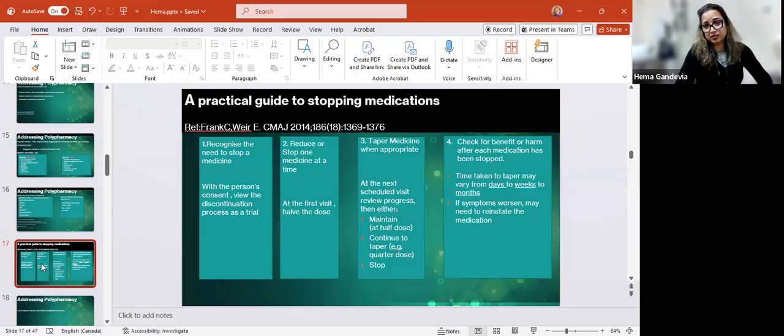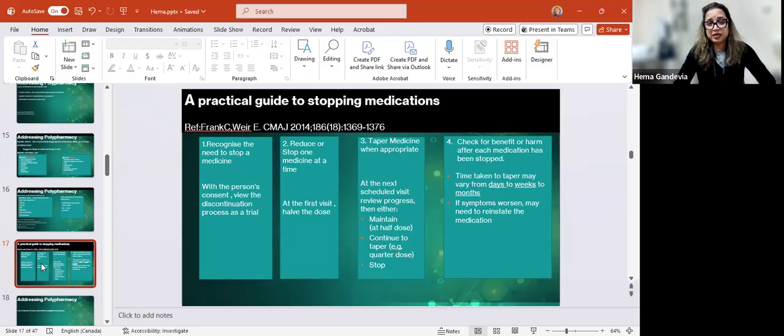Second step would be to pick one medication and work on it one at a time. You don't want to start deprescribing or reducing doses of many medications all at the same time, because you'll have non-compliance and potentially a patient who may get hospitalized because their primary conditions are unaddressed then.